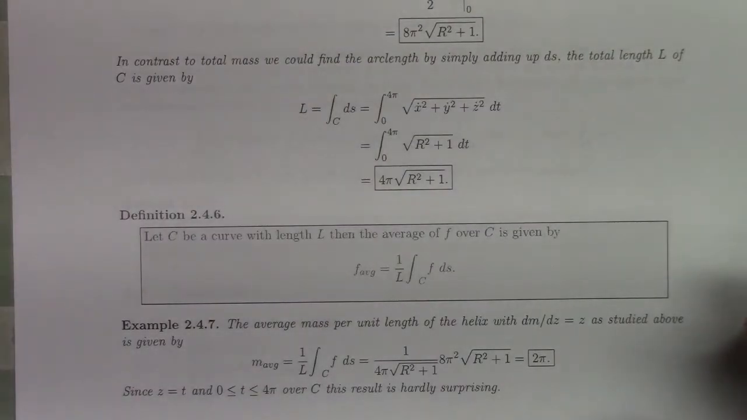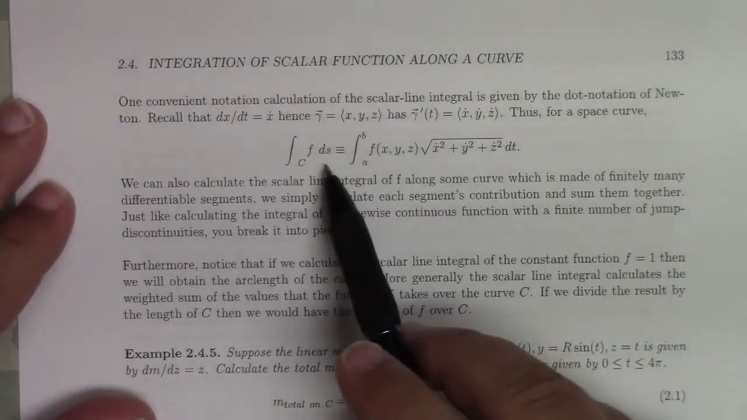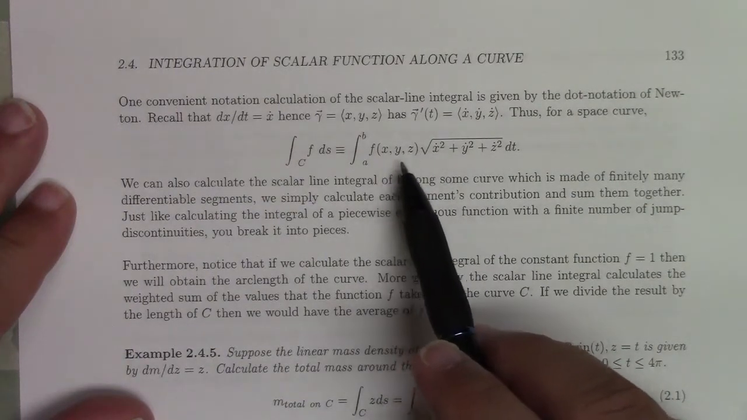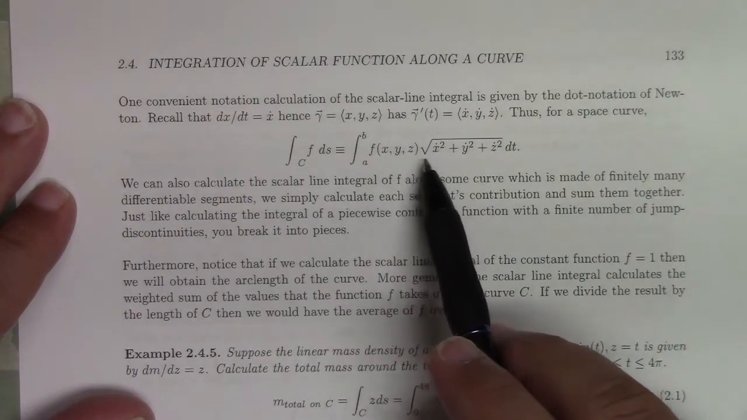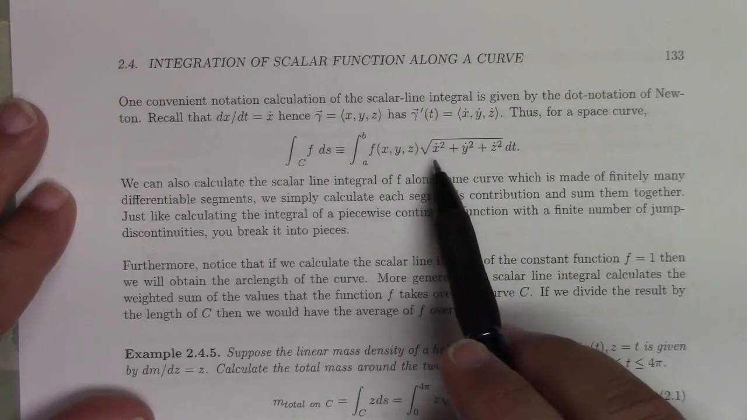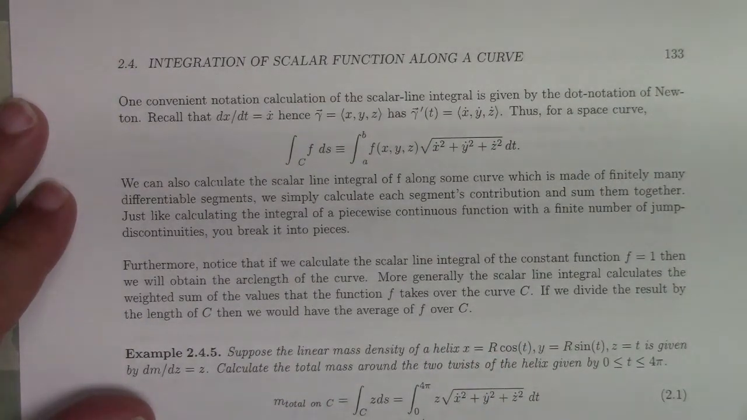But anyway, here's an explicit formula for how we actually would calculate it for a specific one. If you happen to have parametric equations for the curve, then you calculate f of x, y, z, evaluated at the parametric equations, and then the square root of x dot squared plus y dot squared plus z dot squared. That's how we actually calculate.